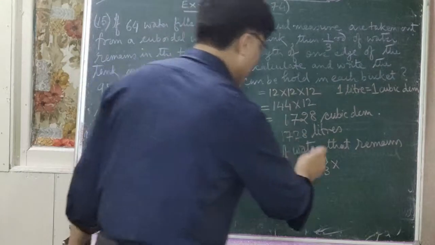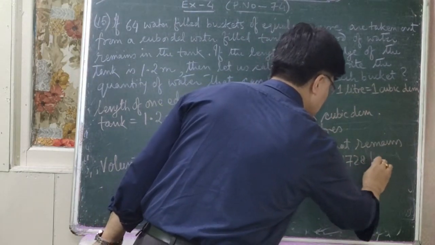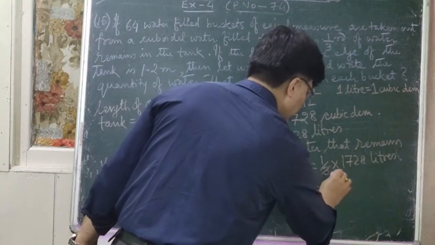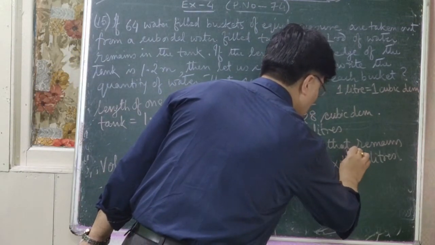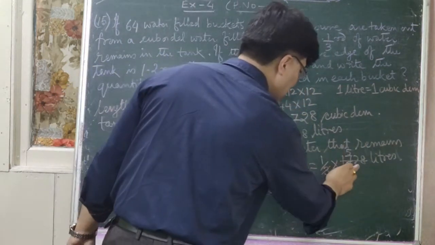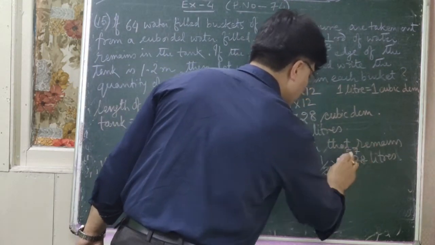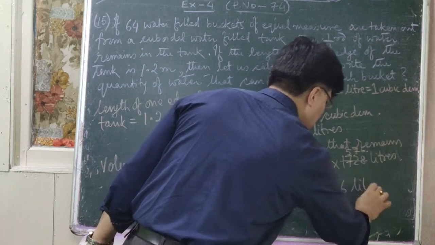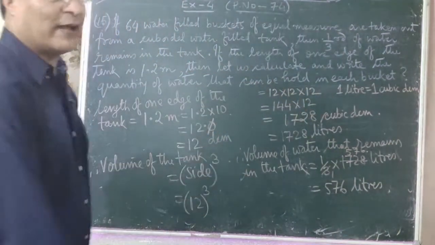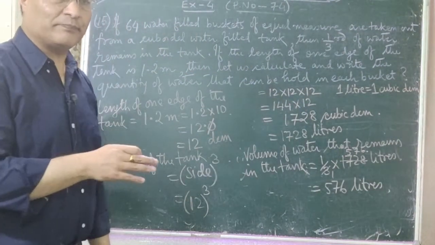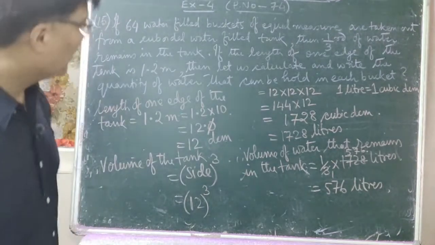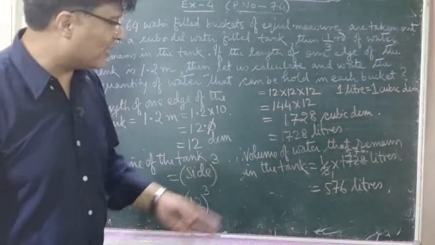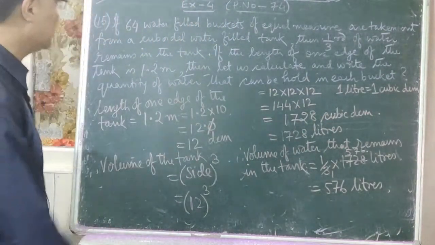ट्याङ्कीमै रह्यो. So 1/3 into 1728 liters is equal to, 3 ले यसलाई कति टाइम्स? 3 5s are 15, right? 3 7s are 21, 3 6s are 18. That is 576 liters. This 576 liters of water remains in the tank. Okay? So, कति volume of water remains in the tank? It is 576 liters. Is that clear?